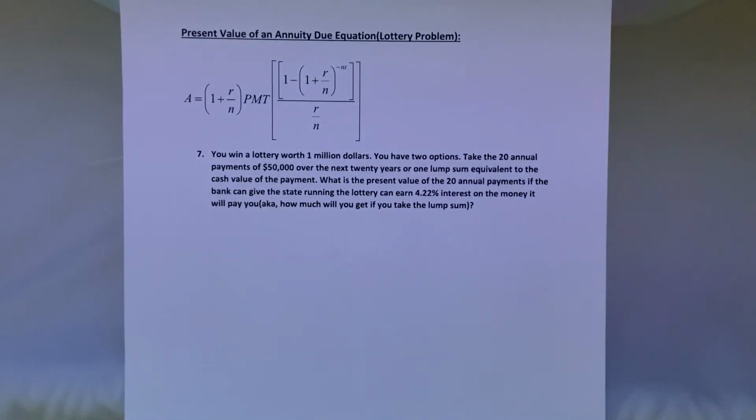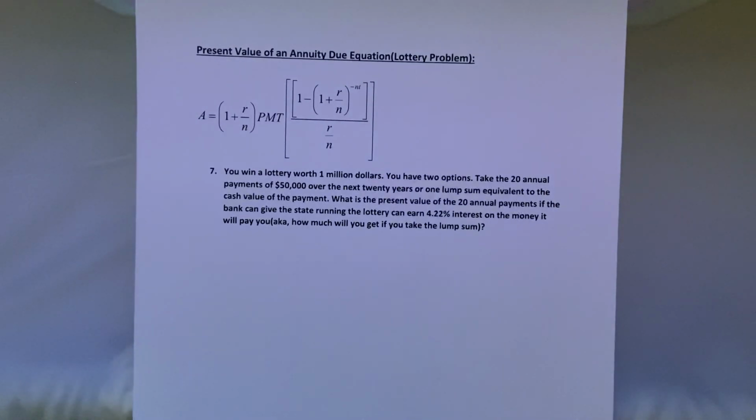Okay, you win a lottery worth $1 million. You have 2 options. Take 20 annual payments of $50,000 over the next 20 years, or 1 lump sum equivalent to the cash value of this payment. What is the present value of the 20 annual payments if the bank can give the state running the lottery a 4.22% interest rate on the money it will pay you? So, aka, how much will you get if you take the lump sum option?